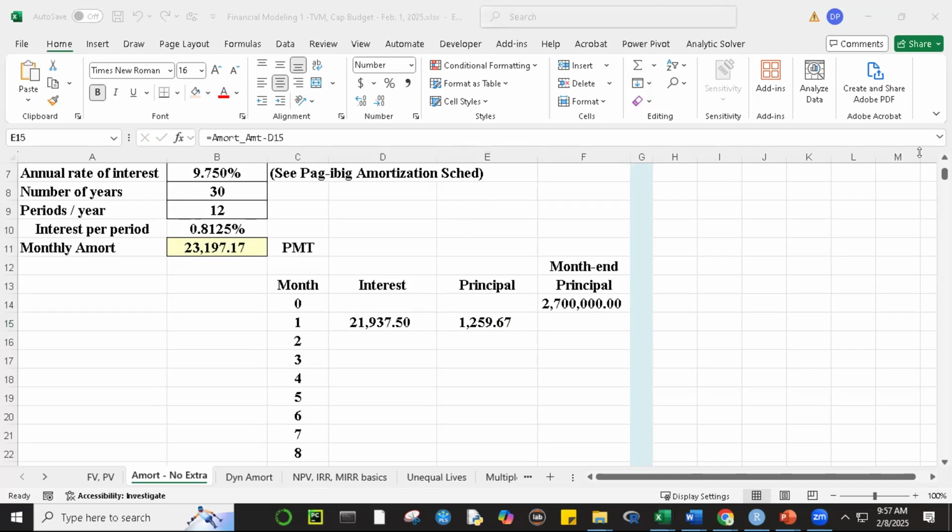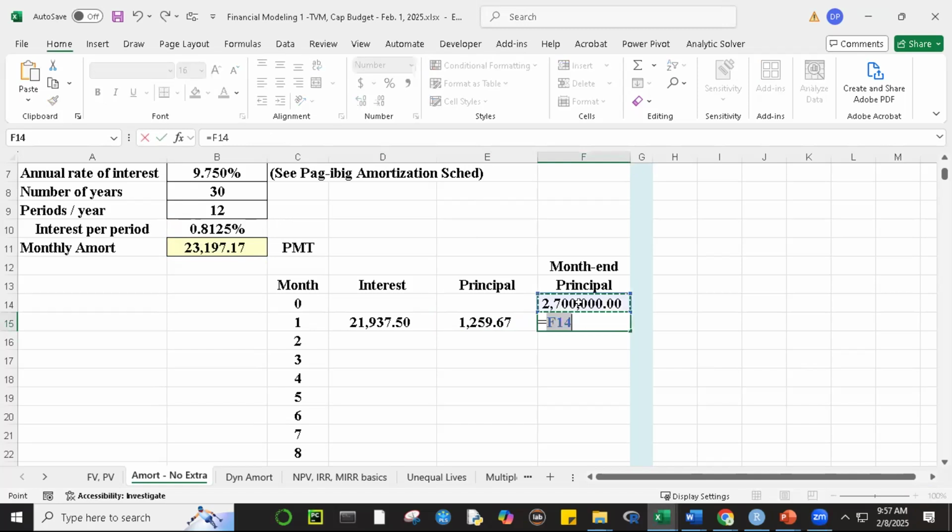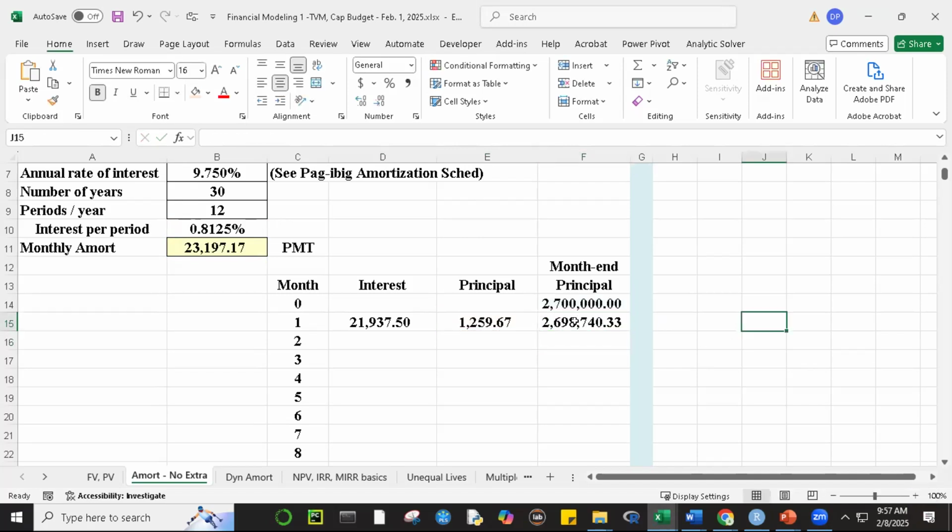Okay, did that answer your question, Nix? Okay, good. How about the others? Let me just finish this. So this will be equal to the 2.7 million minus the principal payment. So we still owe Pag-ibig 2.698 million because only 1,259 was removed from the principal. Okay, so let's continue this.